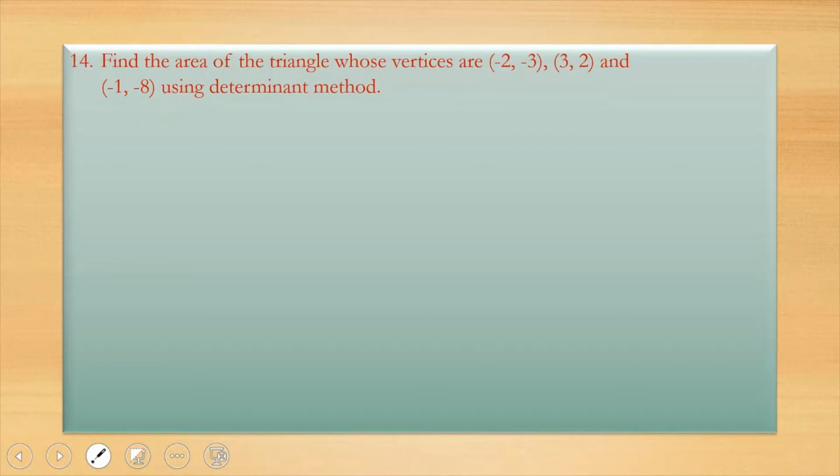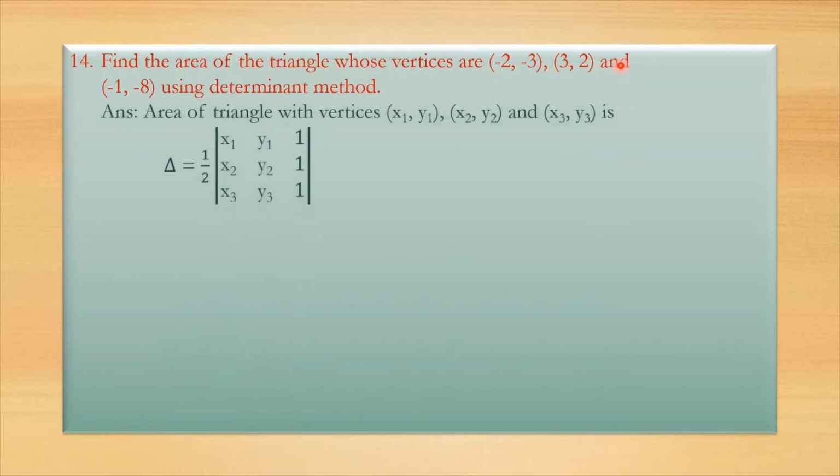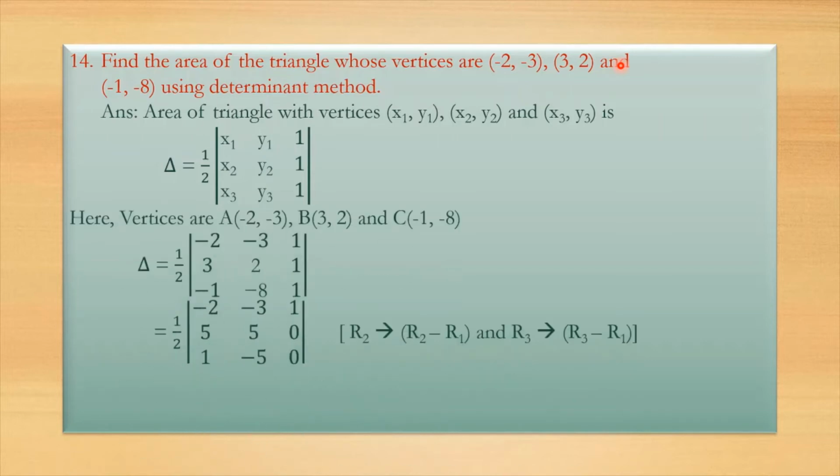Question number 14 is find the area of the triangle whose vertices are given, by using the determinant method. Dear students, we know the area of a triangle when the 3 vertices are given is half into the determinant of x1, y1, 1; x2, y2, 1; x3, y3, 1. Just replace the values of x1, y1, x2, y2 and x3, y3, and we'll be getting this determinant. Next, I'm changing R2 as R2 minus R1, and R3 as R3 minus R1. By this way I'll be getting this determinant.